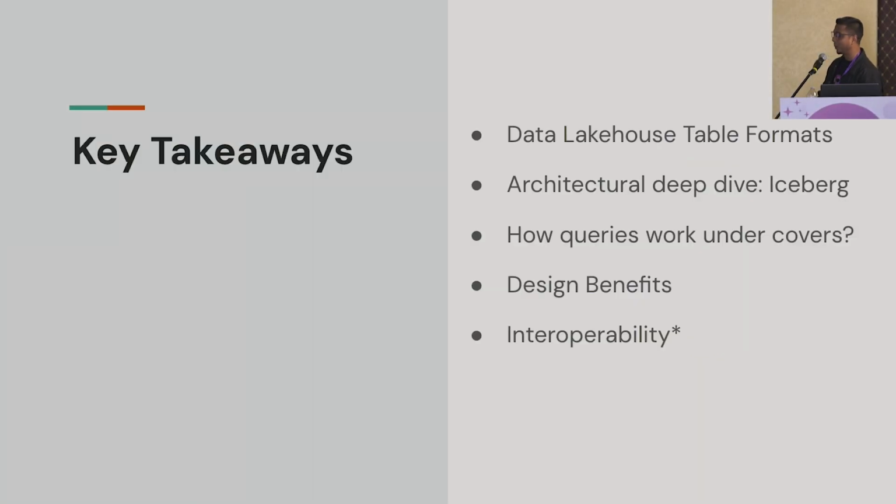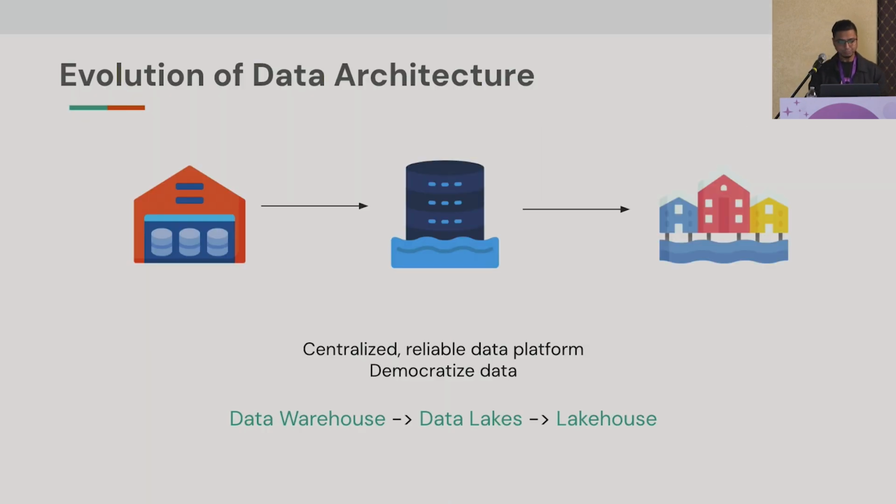So in terms of the key takeaways, we'll start with the evolution of data architectures, and we'll then go through how it has evolved over the years. Then we'll come to our prime topic, which is Iceberg and table formats. And then we'll do a deep dive of the architecture of Iceberg and try to understand how various SQL queries work under the hood and how they leverage the architecture. Finally, we'll end up with some design benefits and talk about one of the important aspects, that is interoperability.